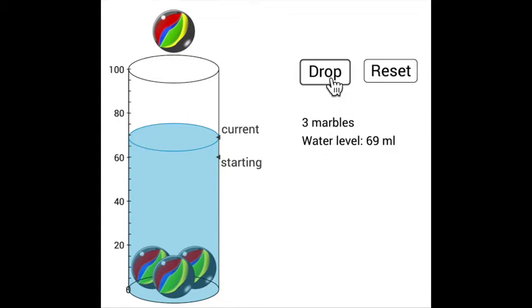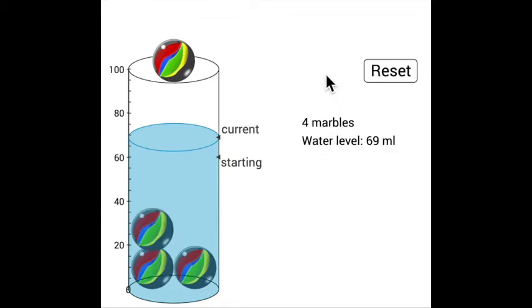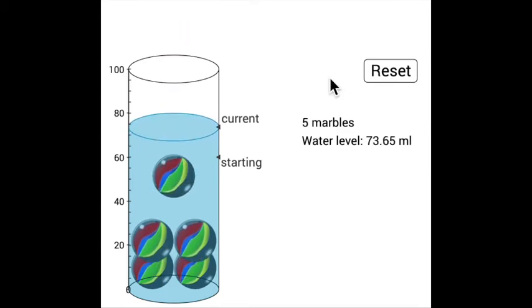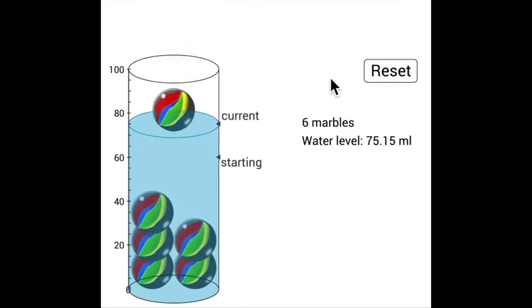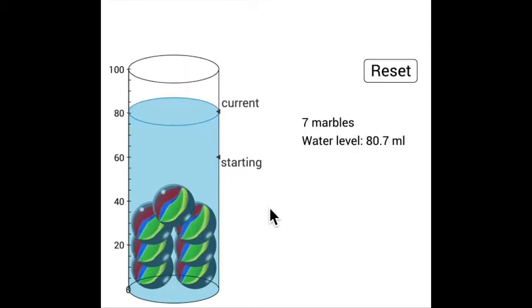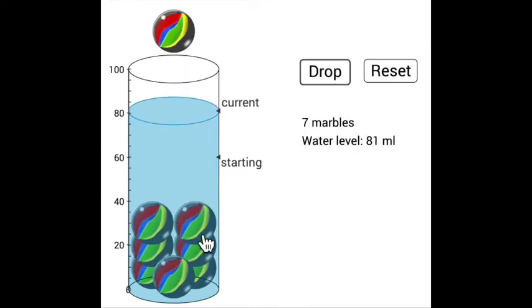Then they ask you to go to 7 marbles. So let's go to 7: 5, 6, 7. If each marble means an increase of what volume? Well, 3 milliliters for each marble. 3 times 7 is 21. And you remember you had that 60 milliliter head start. So 21 plus 60 is going to get you to 81 milliliters.